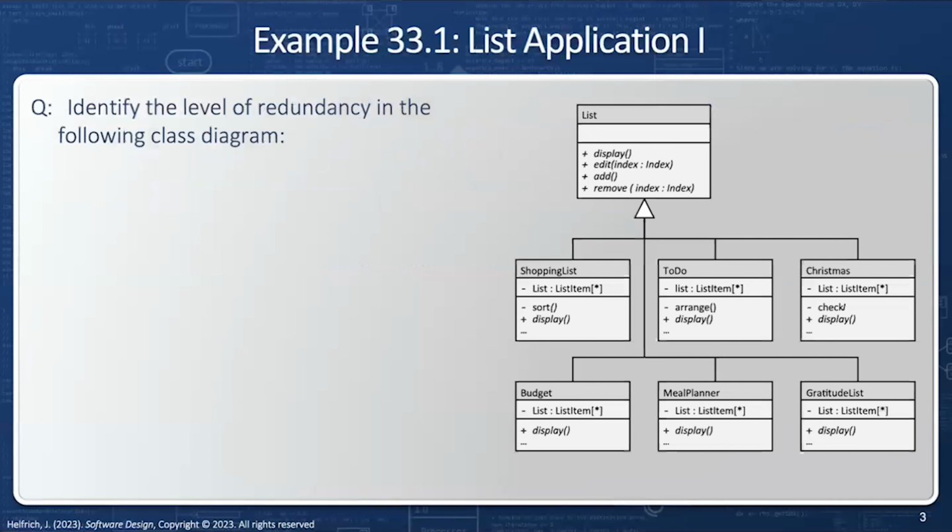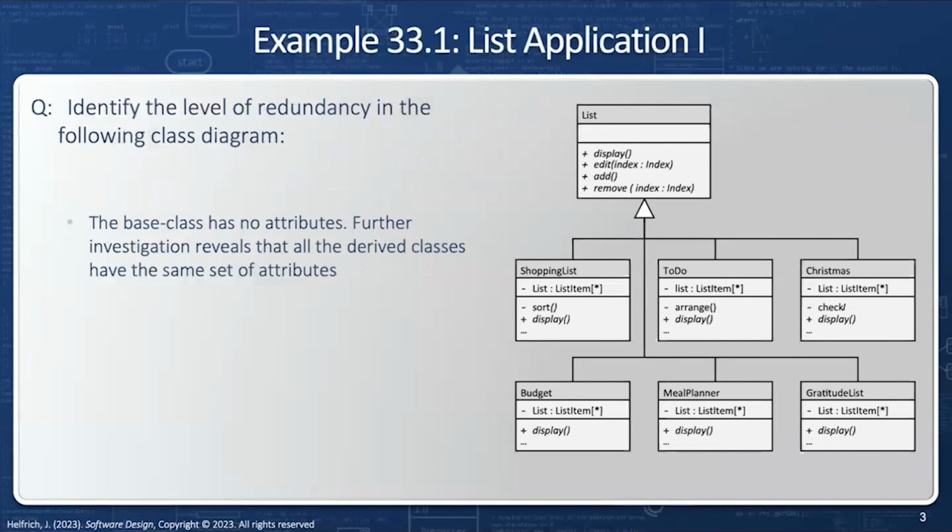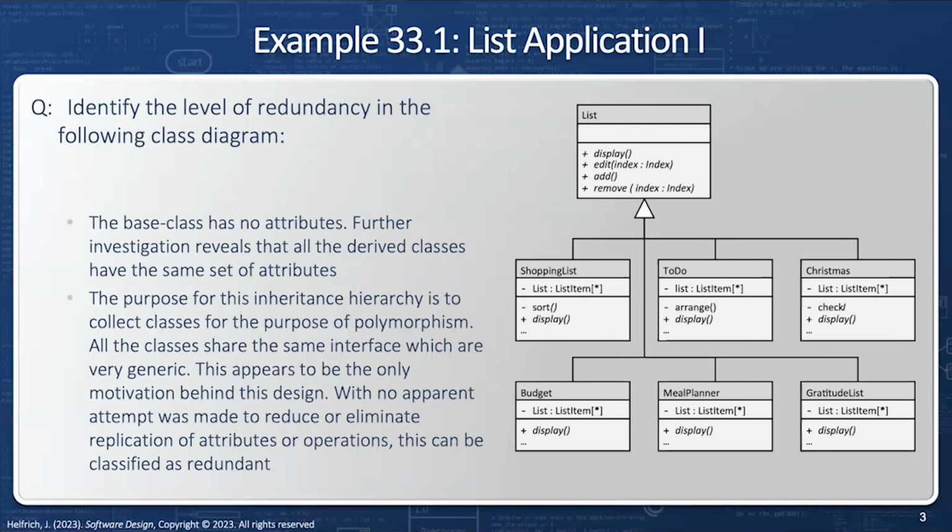I have a list application that has display, edit, add, and remove virtual functions. We have my shopping list, my budget, my meal planner, and to-do list. Observe that pretty much all of these have a list item in there. So the base class has no attributes. It really only provides the interface. Further investigation reveals that all the derived classes have the same attribute.